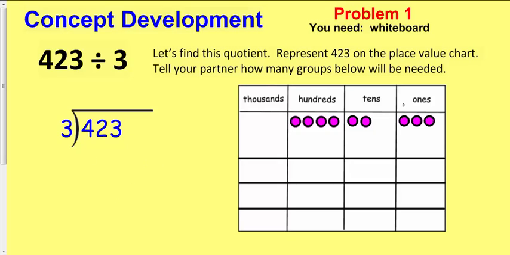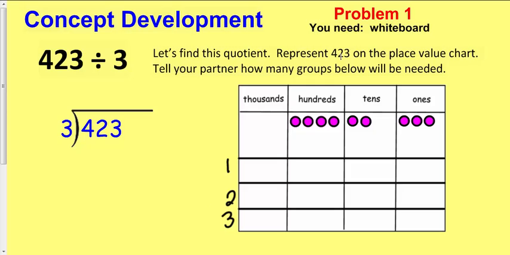All right, so on my place value chart, you're going to notice that I have already represented 423, and then I have 3 groups, so that's what I'm dividing by. Whenever you are using division, you always start with the biggest place first, which I know is completely different from subtraction and addition. When you're adding and subtracting, you start with the smallest place first, but when we're dividing, we start with the largest place first.